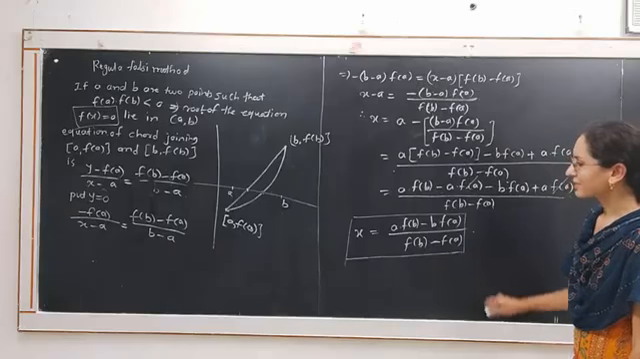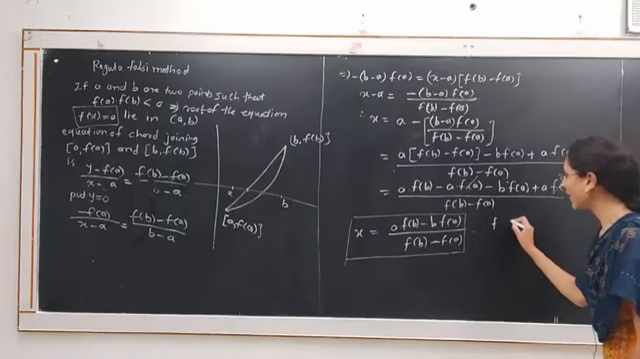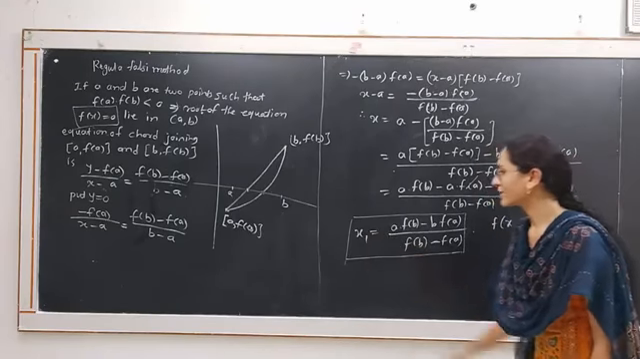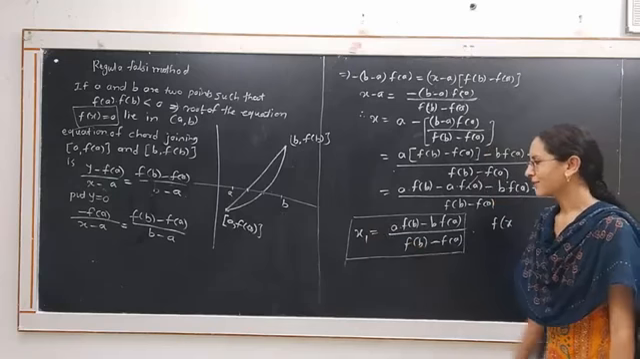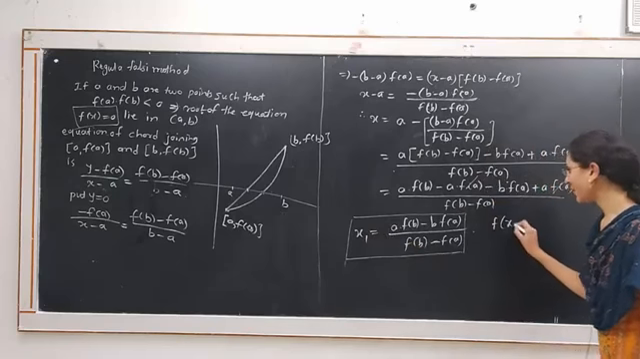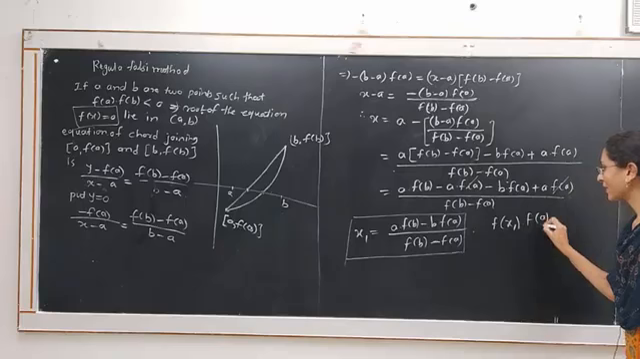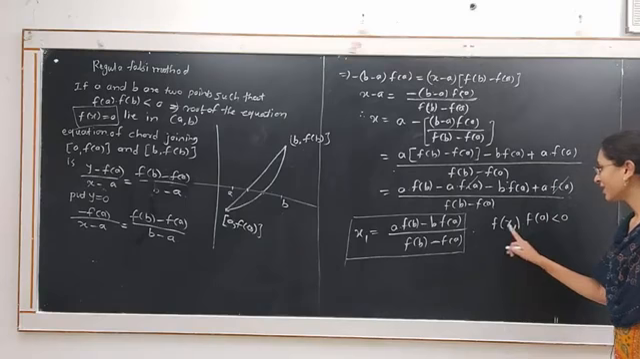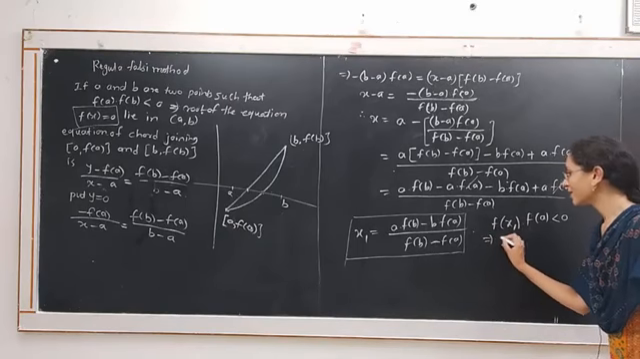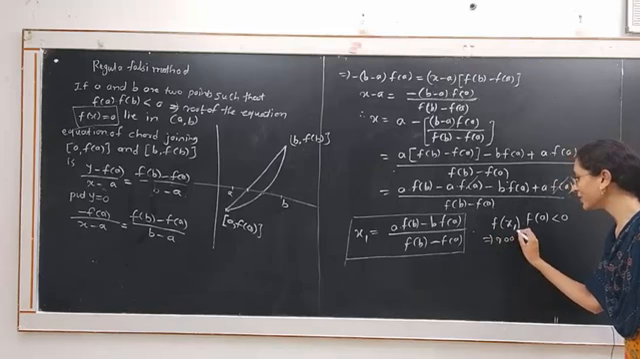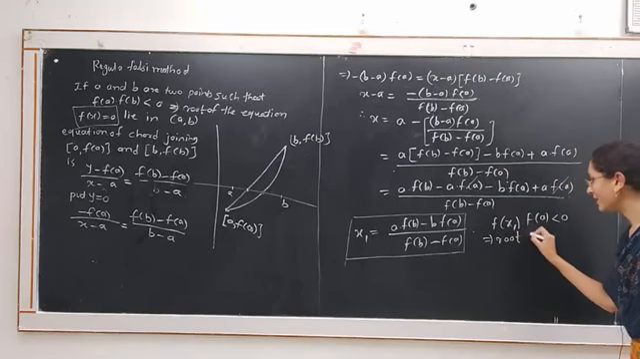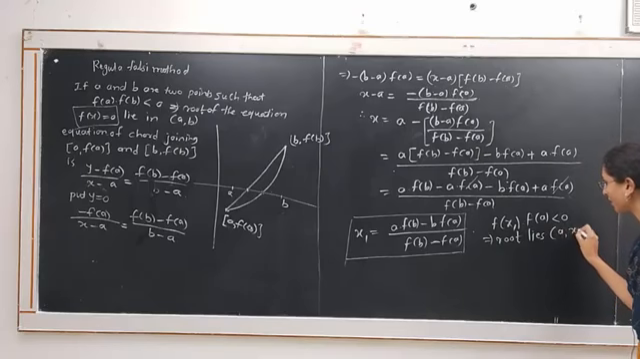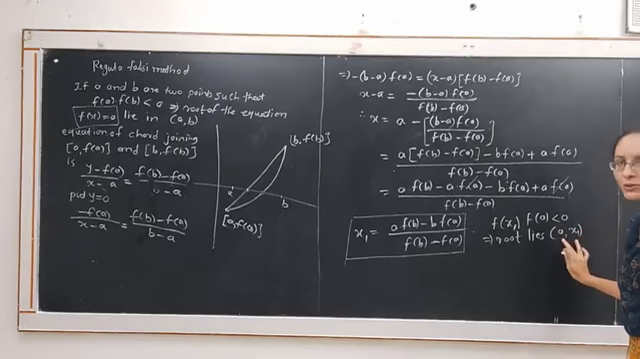Now, in the next step, suppose this is the first iteration and it gives the value of x1 for the regula falsi method. If f of x1 into f of a is negative, then the possibility of the root is in between a and x1. This implies the root of the equation f of x equal to 0 lies in the interval a, x1. In this case, we take b equal to x1.